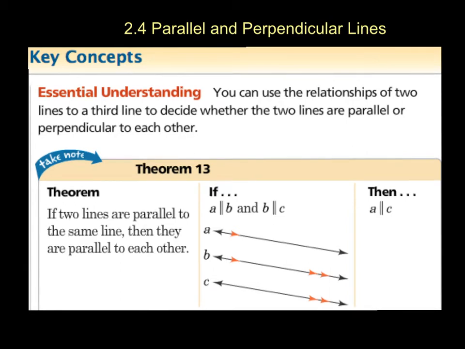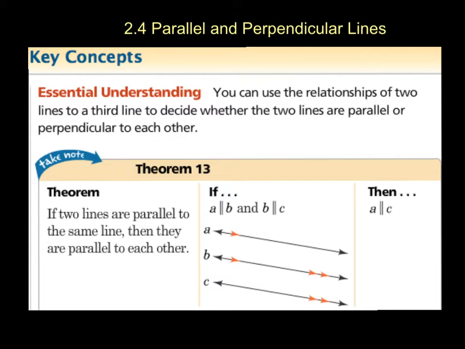In section 2.4, we're going to look at some relationships between parallel and perpendicular lines. So our essential understanding, what we want to get out of this section, is that you can use the relationships of two lines to a third line to decide whether the two lines are parallel or perpendicular to each other.